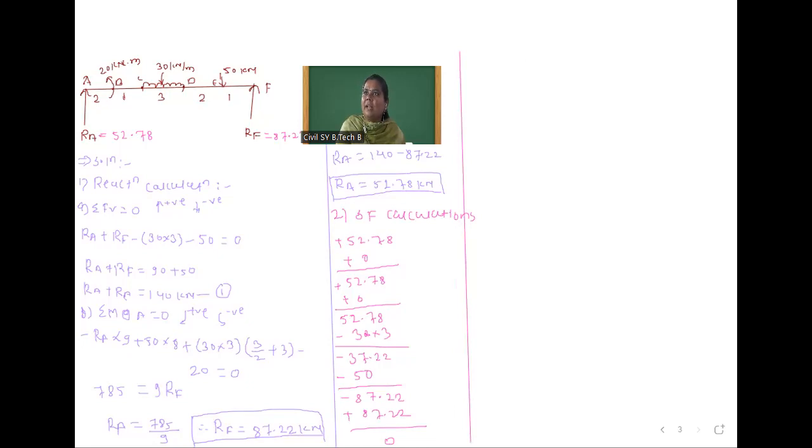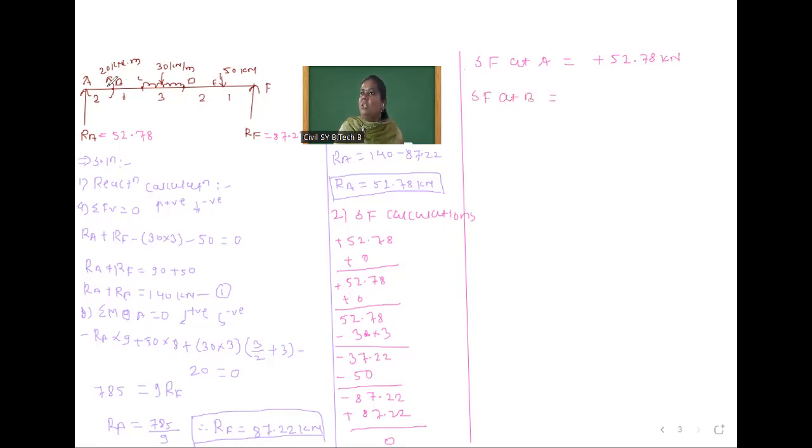Okay, so now we will write values. Shear force at A is equal to, here only one force is there, plus 52.78 kilonewton. After that, in between A to B, there is no force. So we will calculate at B point directly. So shear force at B.